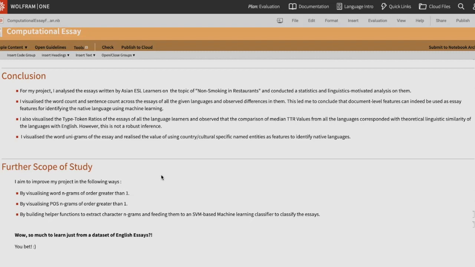And finally, after visualizing the word unigrams, I realized that there is some value in adding a named entity recognition pipeline to the classification pipeline as well. So my further scope of study would include using an SVM based machine learning classifier to classify these essays and going over parts of speech n-grams of order greater than 1. I hope that you could derive some value from the project. Thank you.